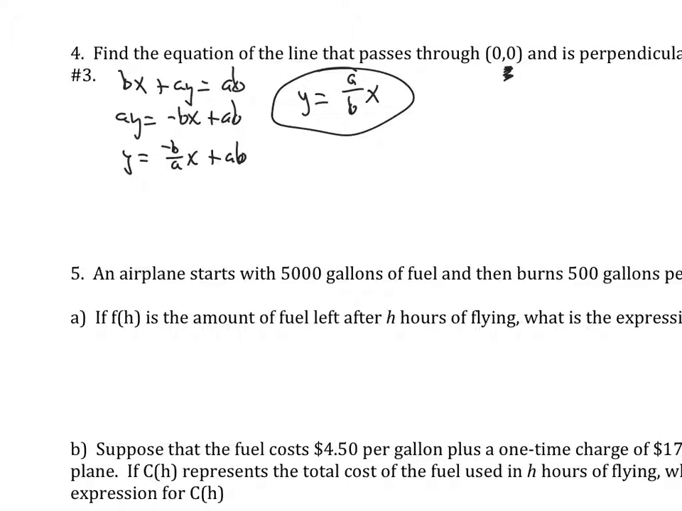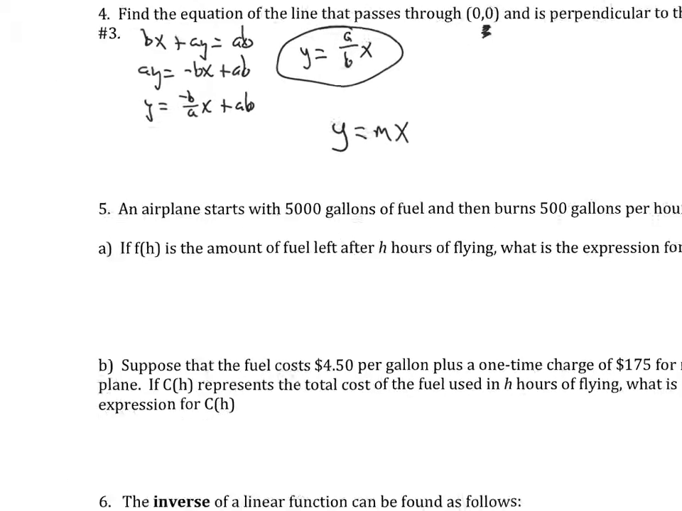So one note here is that any line that passes through the origin when it's in slope-intercept form is just going to be y equals mx, because the y-intercept is always going to be equal to 0. Okay, so let's take a look at this next one.